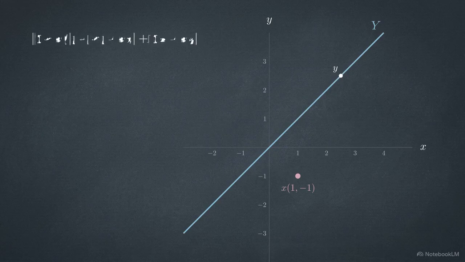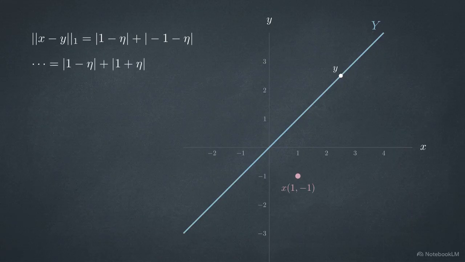Plugging our coordinates into the L1 formula gives us this equation. Pulling the negative out of the second term, this simplifies to the absolute value of 1 minus eta plus the absolute value of 1 plus eta. If we pick any value for eta between -1 and 1, the total sum of this equation is exactly 2.